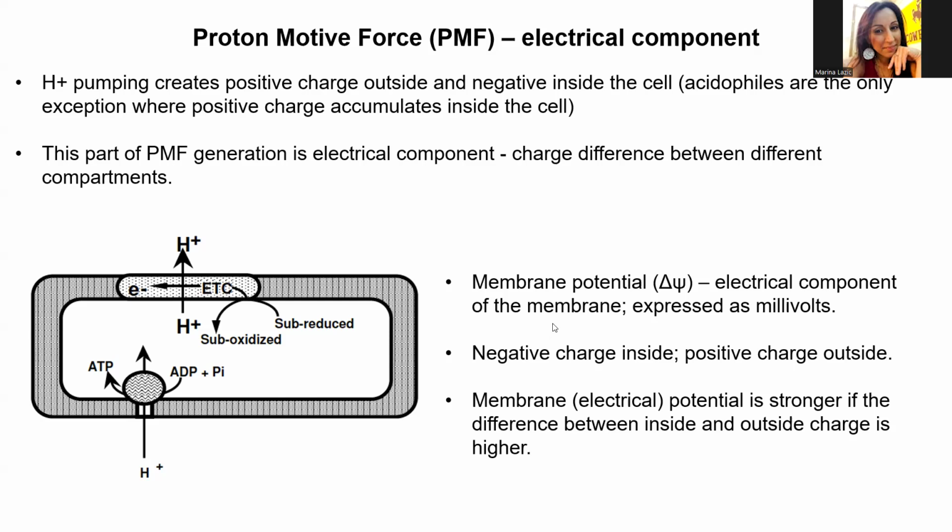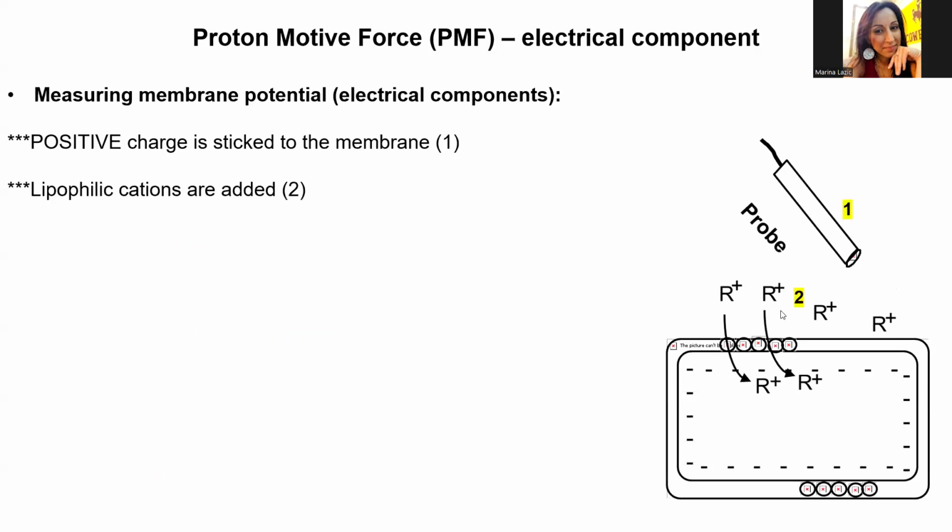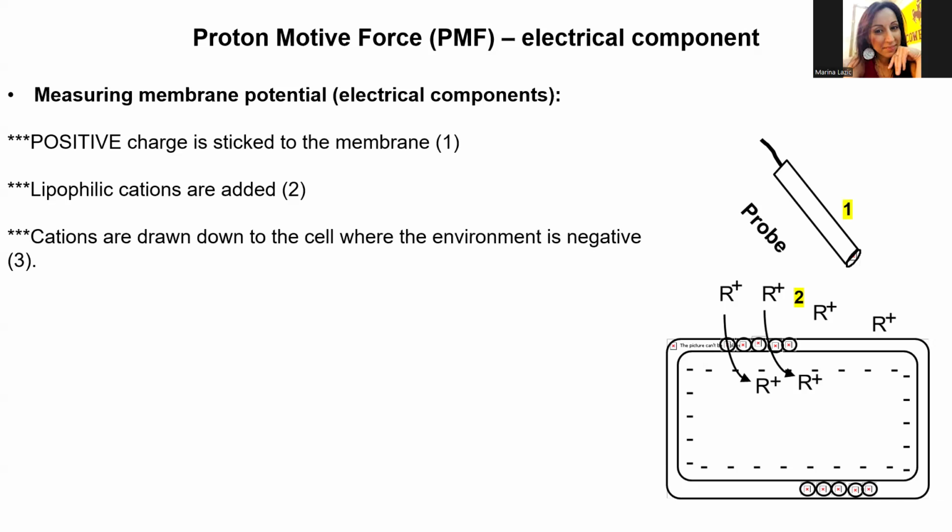How do you measure membrane potential? Again, we are still in the electrical component of proton motive force. There is a very simple experiment to measure the electrical component of proton motive force, or membrane potential. You will take positive components that will be stuck to the membrane outside. In order to do that, you will use lipophilic cations because they will create that positive charge. Why do they have to be lipophilic? Because they have to pass through the membrane.